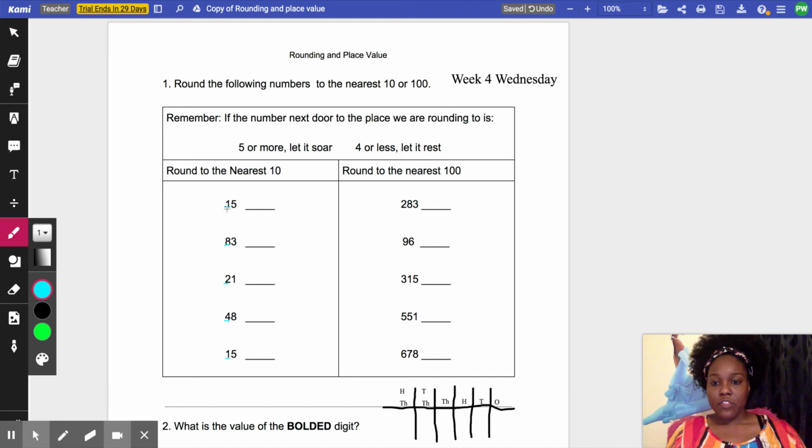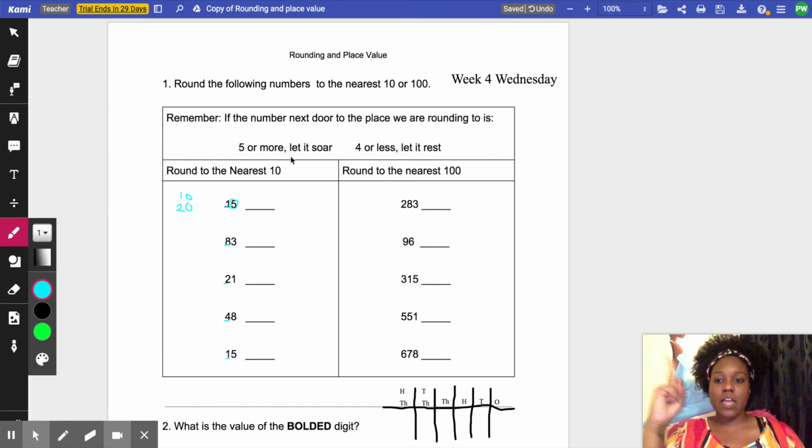So either this number, 15, it can either round to 10 or it can round to 20. But it all depends on this number behind the 1. So my number next door is a 5. This says 5 or more, let it soar, round it up. That means I'm going to go to the next number, which is 20. So 15 rounds to 20.